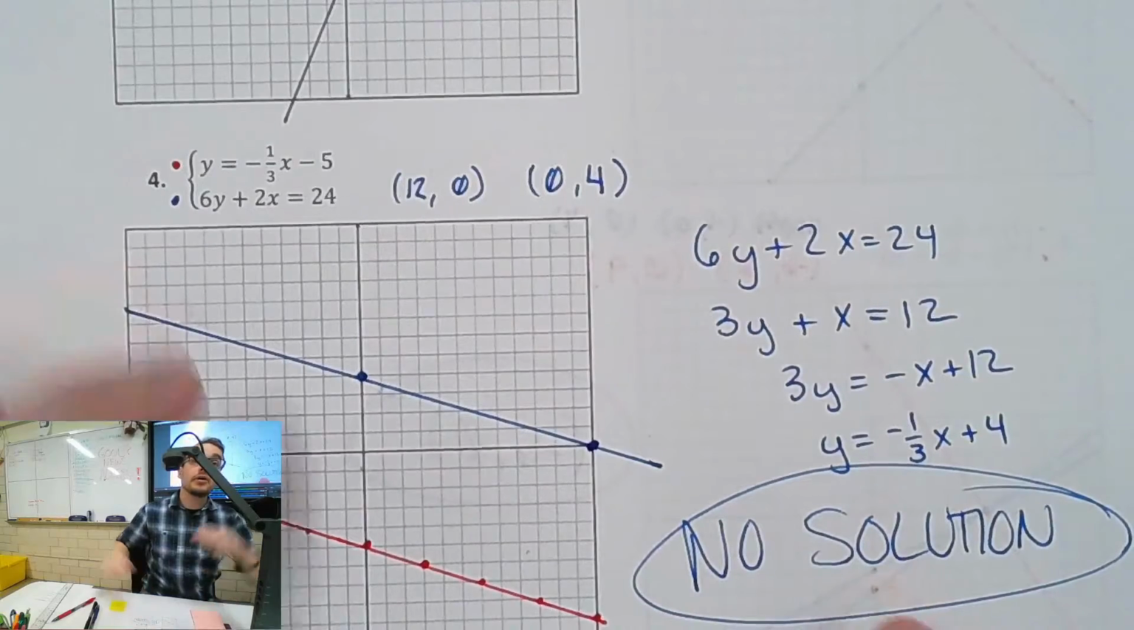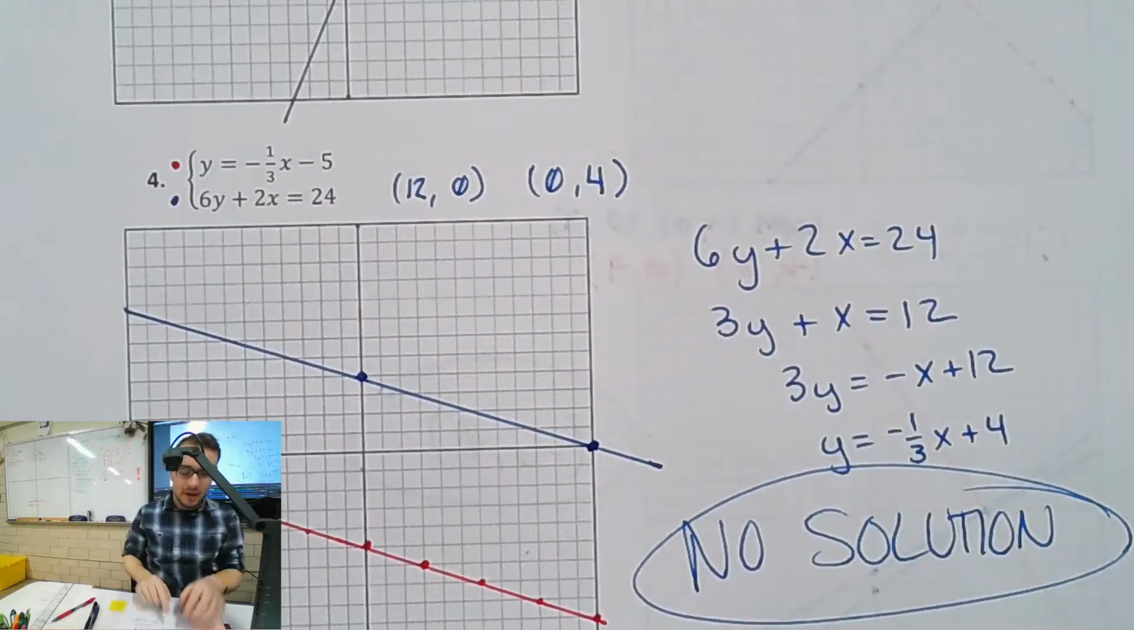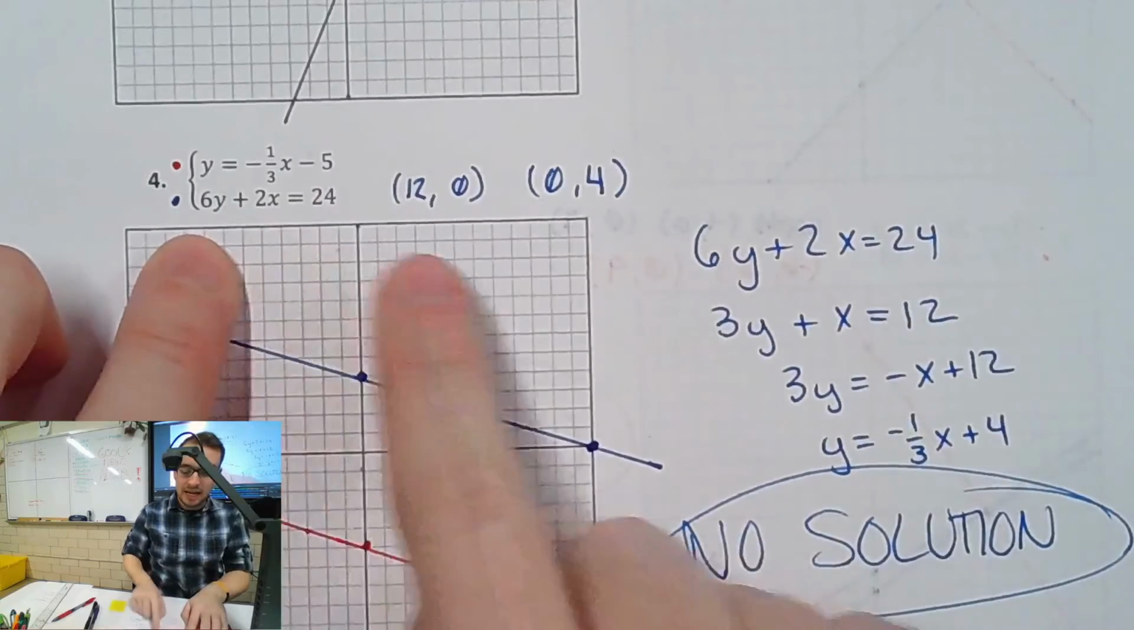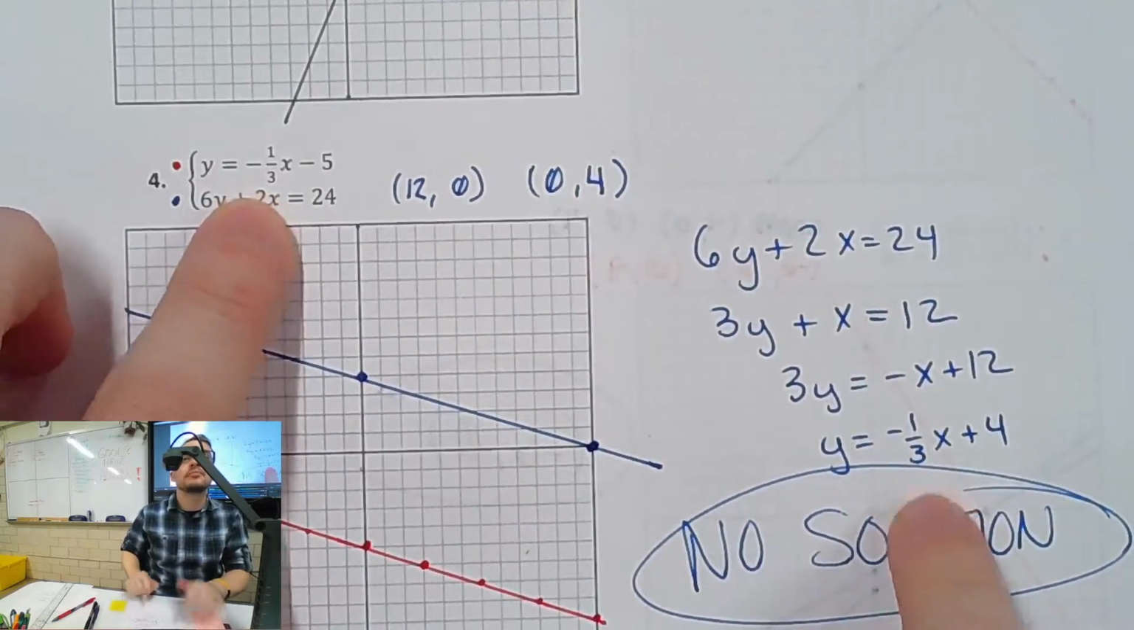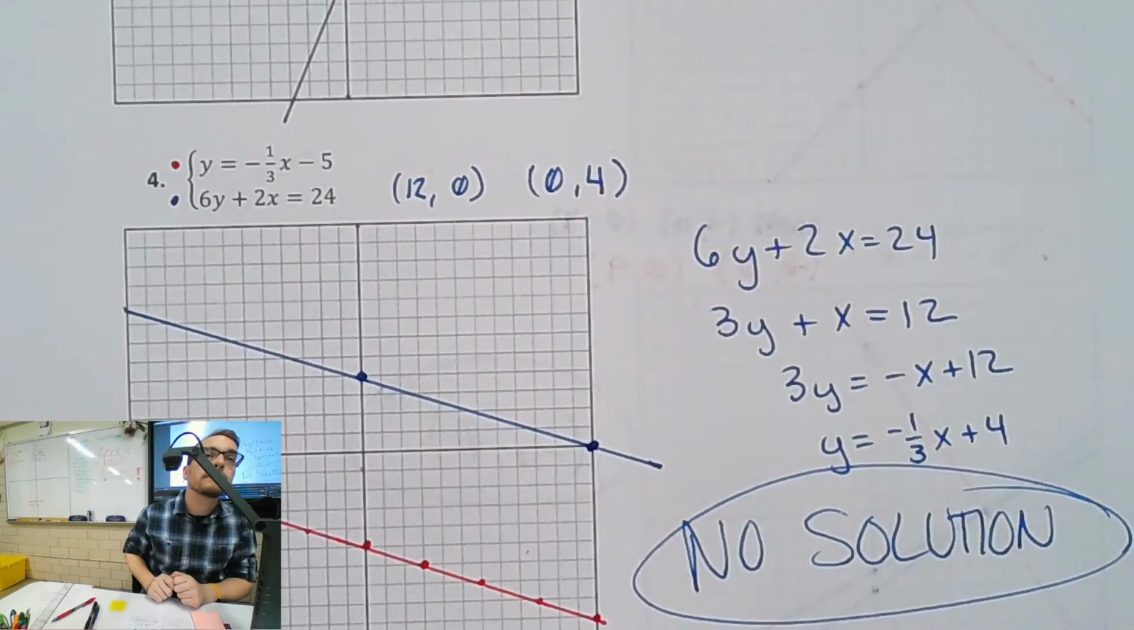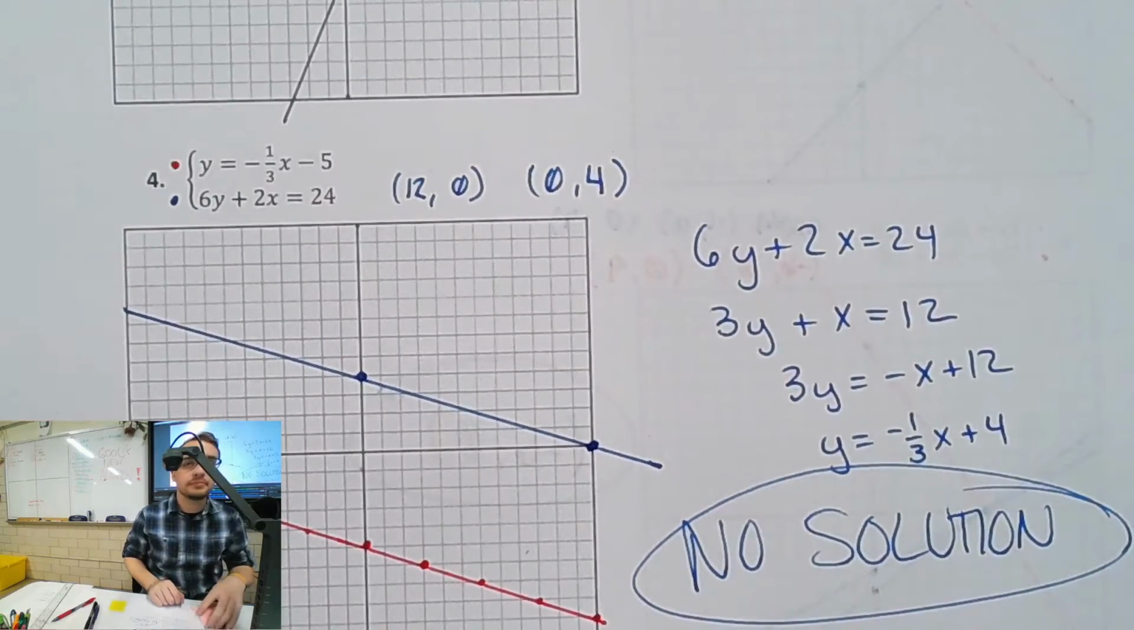Are they parallel? Well, parallel lines have the same slope, right? So I checked that. You don't have to. I took this guy and converted him to slope-intercept form, so I can check their slopes. Same slope. Yeah, they're parallel. No, I don't ask you for that. No solution works.